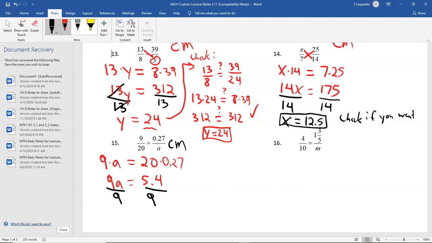Those are 9s in black, not a's. So we get a equals 5.4 divided by 9. Well, 54 divided by 9 is 6, so that would be 0.6. Again, you can check it if you want. I'm not going to always show that work.